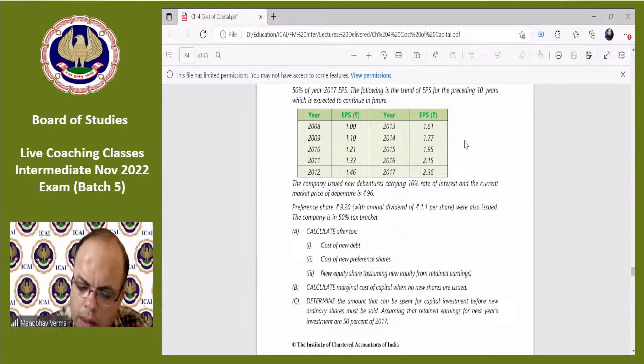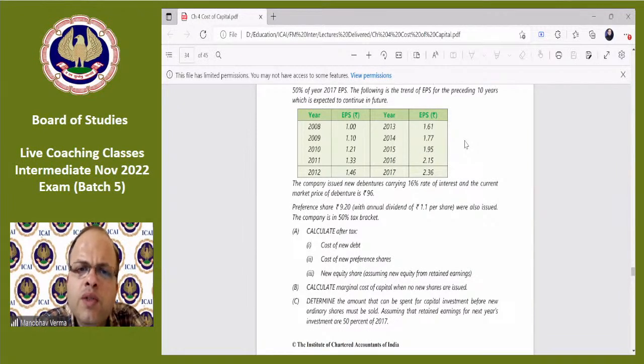Khushi says growth rate, Aditi says growth rate. Everyone is telling me growth rate. Can you see that there is a constant growth rate of 10% every year? EPS 1 to 1.1, 1.1 to 1.21. Look at even the last 2 years: 2.15 into 10% is 0.21, that is 2.36. Everyone with me on this? So the growth rate can be computed as 10%.